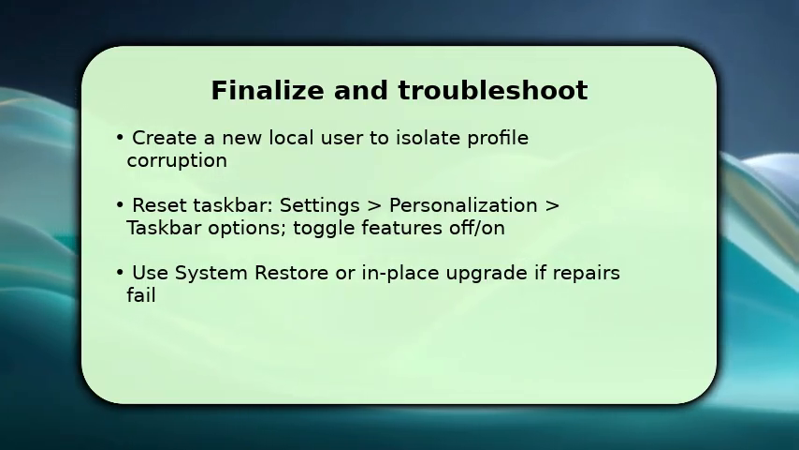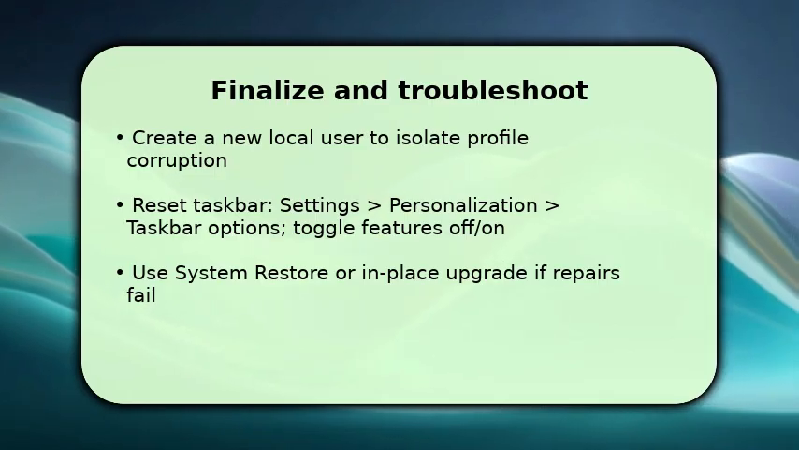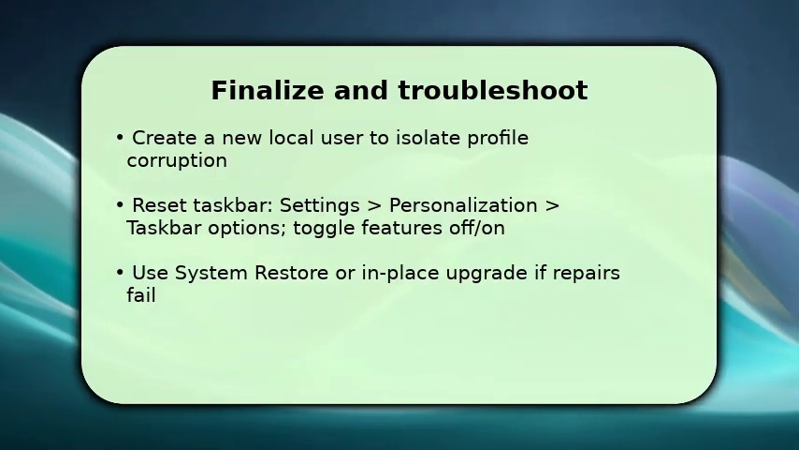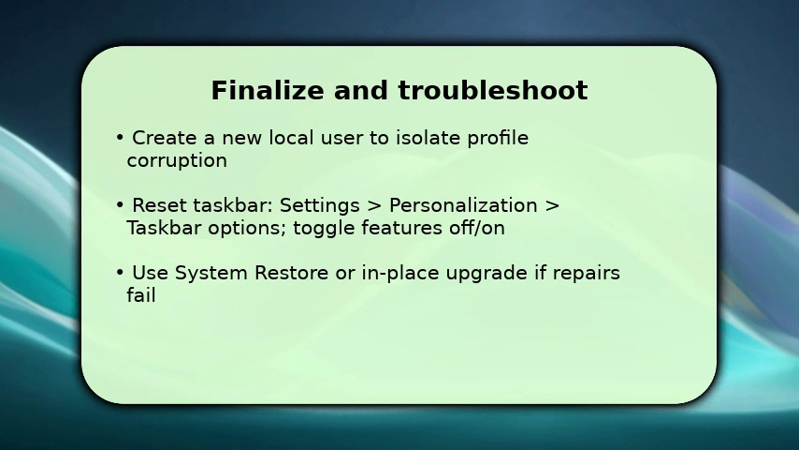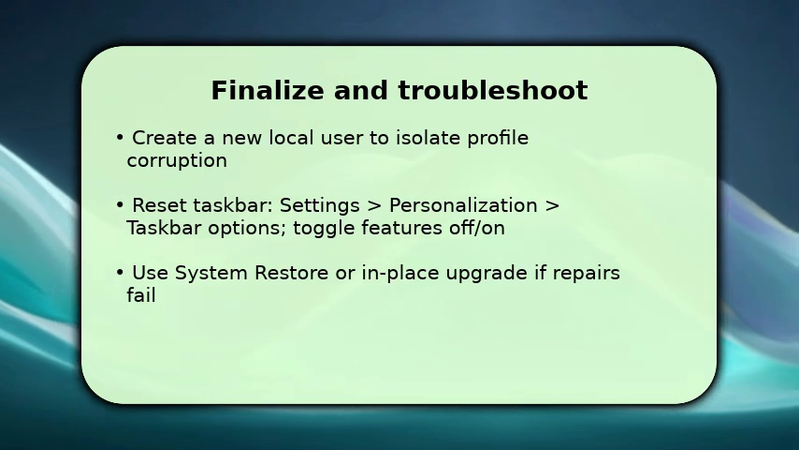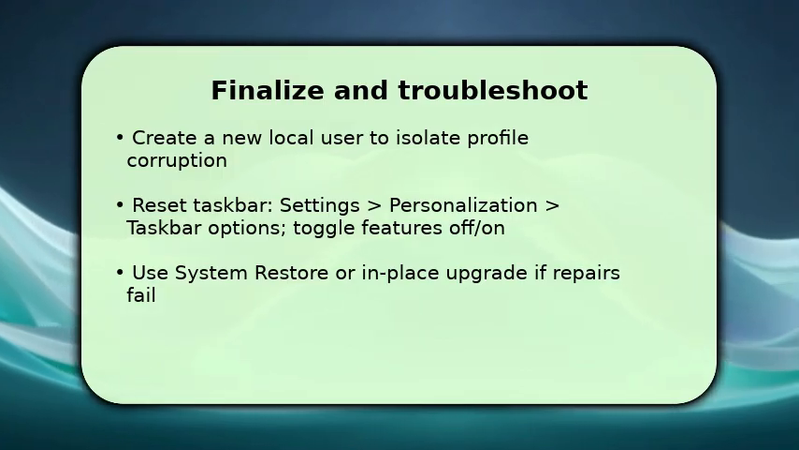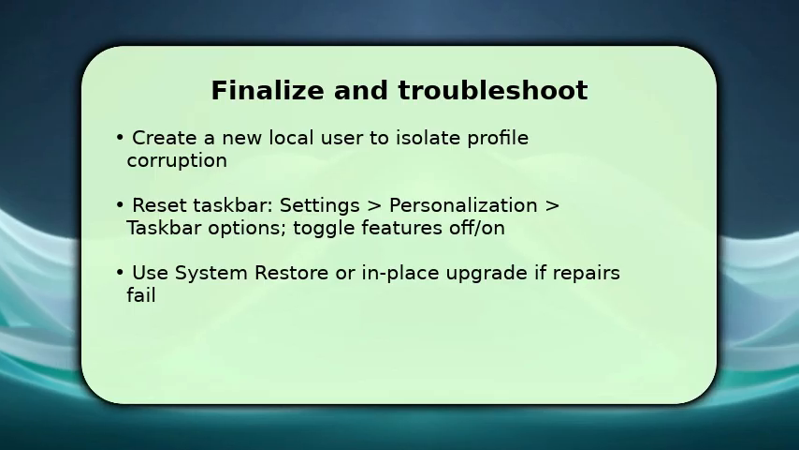If problems persist, perform a system restore to a known good point or run an in-place upgrade repair to preserve files while repairing Windows. If nothing works, note one troubleshooting tip. Boot to safe mode and repeat scans. Safe mode narrows down third-party interference.